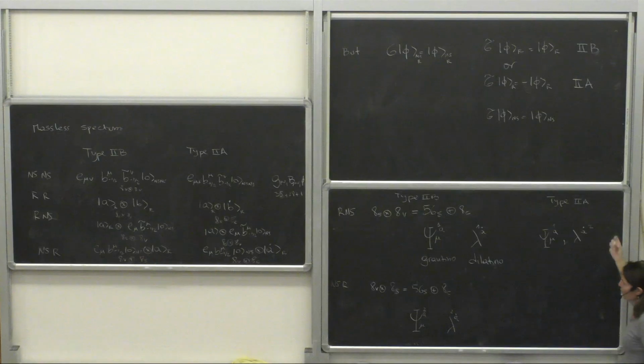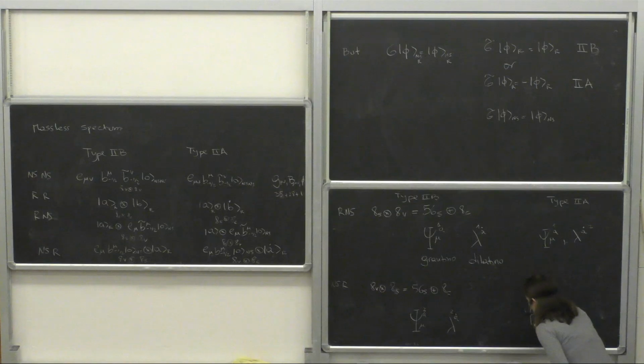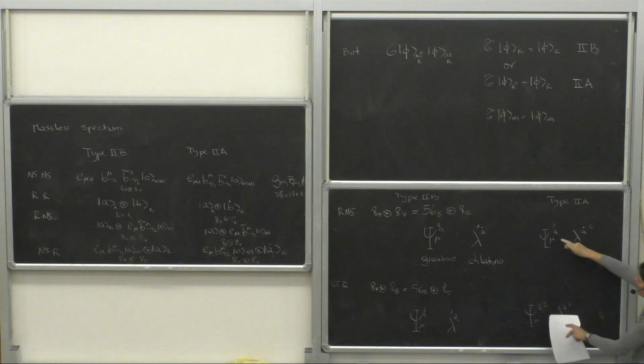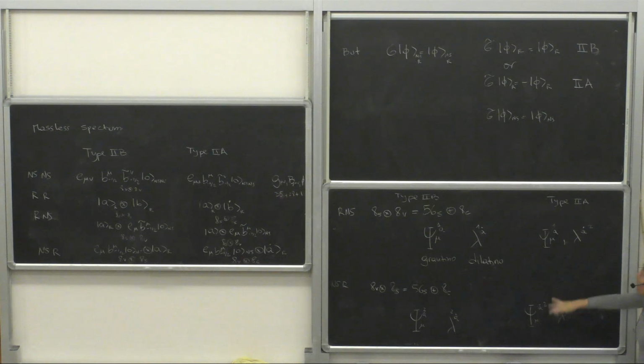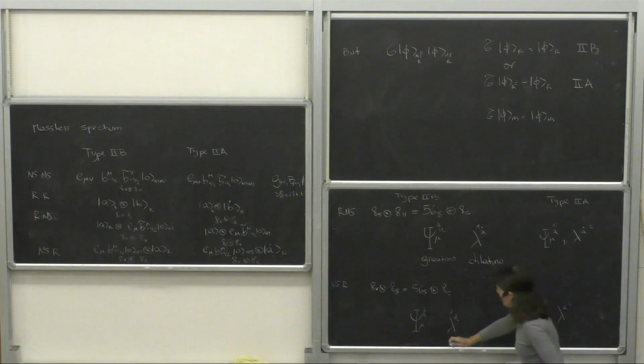And here I also have a second gravitino and a second dilatino, except that the chiralities are the other way around. So this is psi mu A dot 2 and lambda A 2. So I have two gravitinos of different chirality in type 2A, and in type 2B I have two gravitinos of the same chirality.